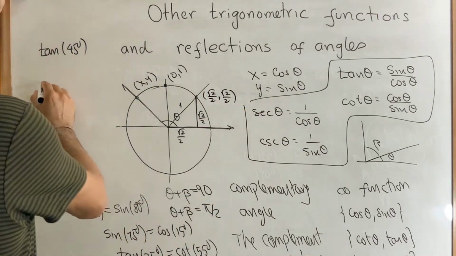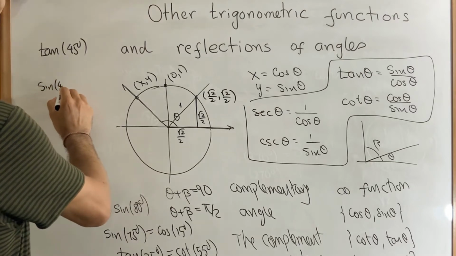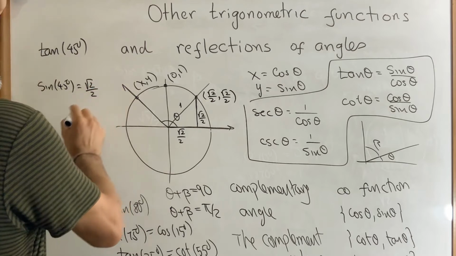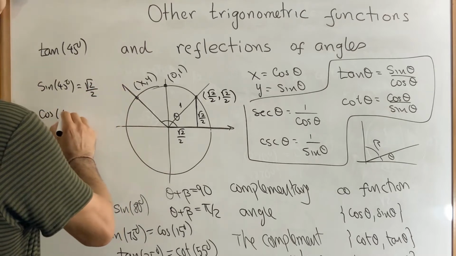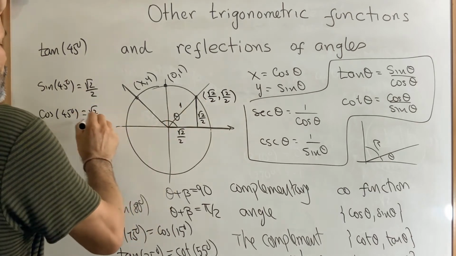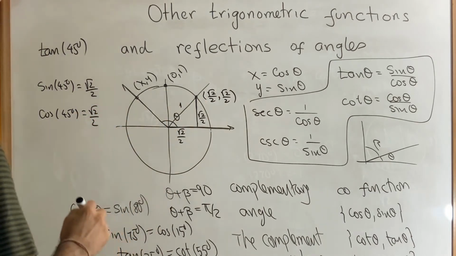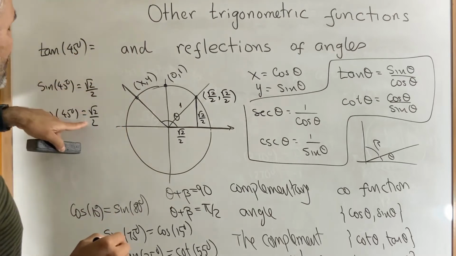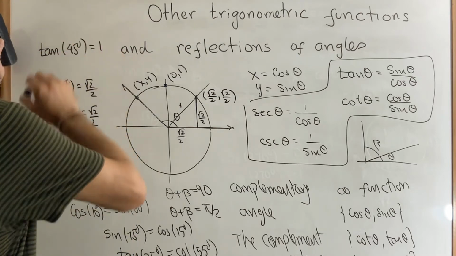And that means that sine of 45 degrees is square root of 2 over 2. And cosine of 45 degrees is the x, which is square root of 2 over 2. And therefore, tangent of 45 degrees, which is sine over cosine, is just 1.